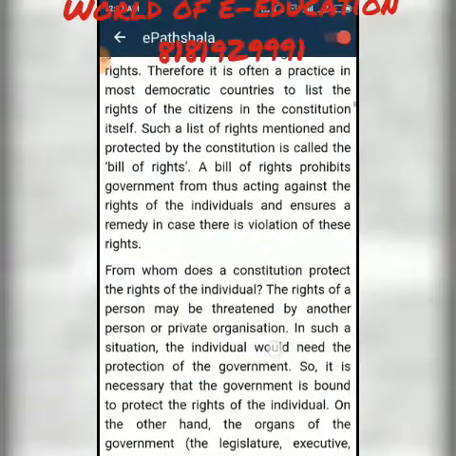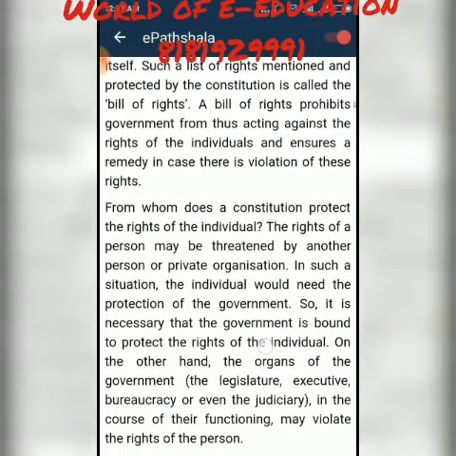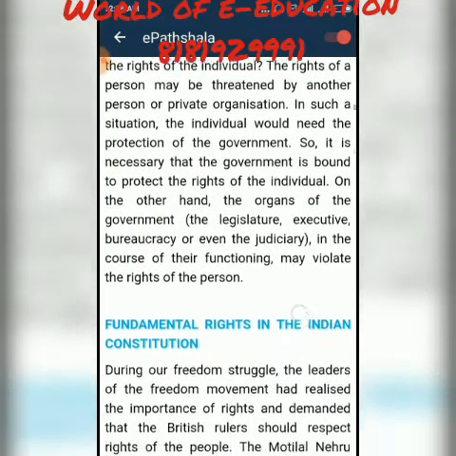From whom does a constitution protect the rights of the individual? The rights of a person may be threatened by another person or private organization. In such a situation, the individual would need the protection of the government. So, it is necessary that the government is bound to protect the rights of the individual. On the other hand, the organs of the government, the legislature, executive, bureaucracy or even the judiciary, in the course of their functioning, may violate the rights of the person.